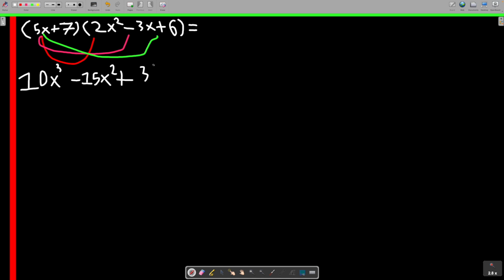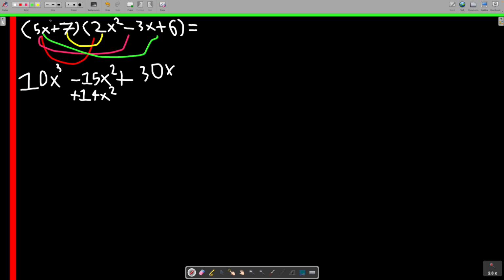So let's write it down here. And then now we're going to multiply the 7 to everything. So 7 times 2 is 14, and then x squared. So we'll write it over here because these are like terms. Negative 15x squared and positive 14x squared. These are like terms. So we're going to write it right here down.